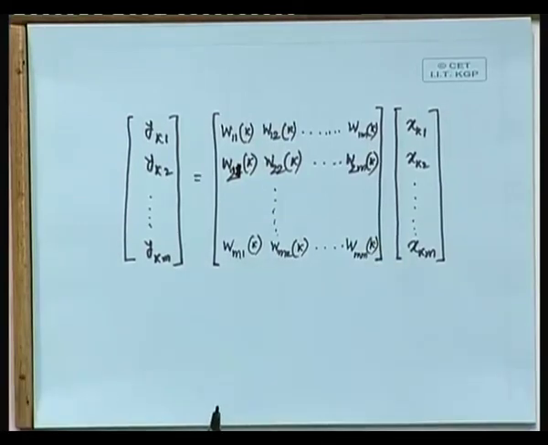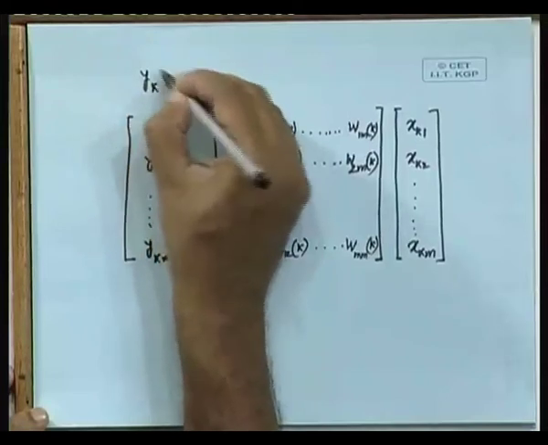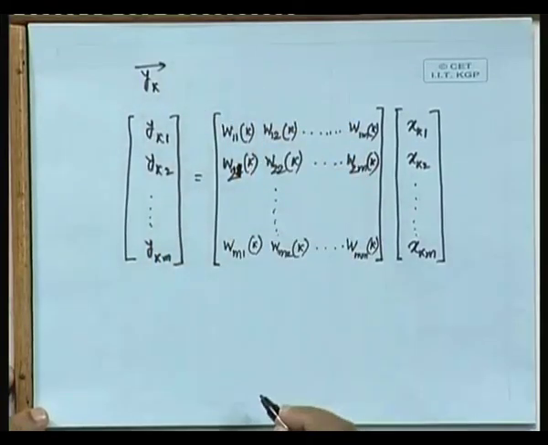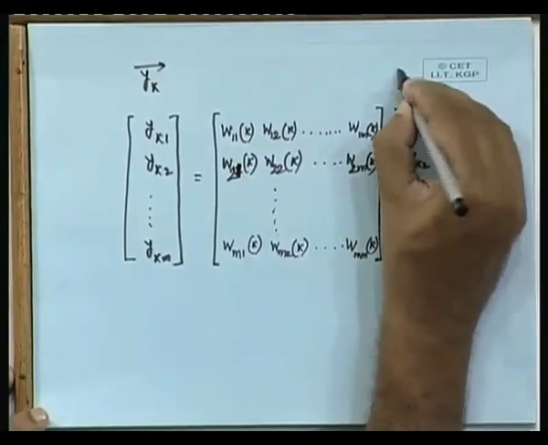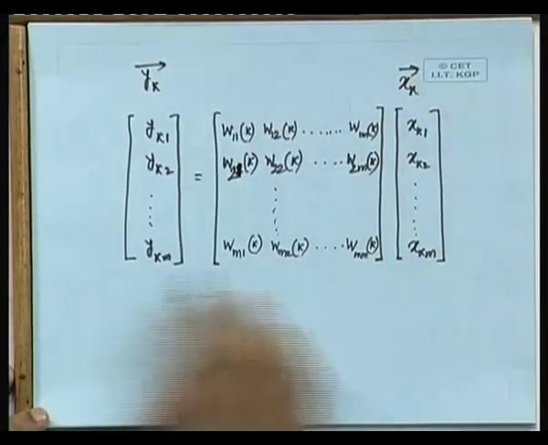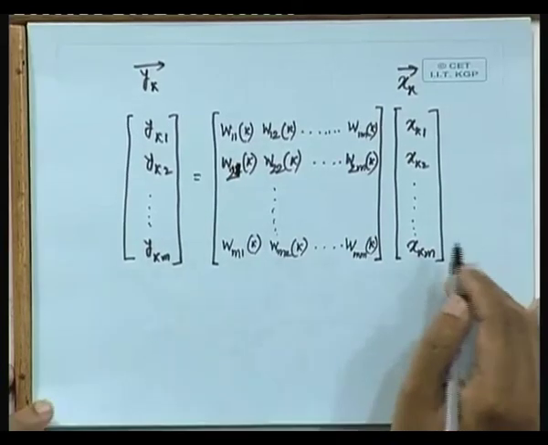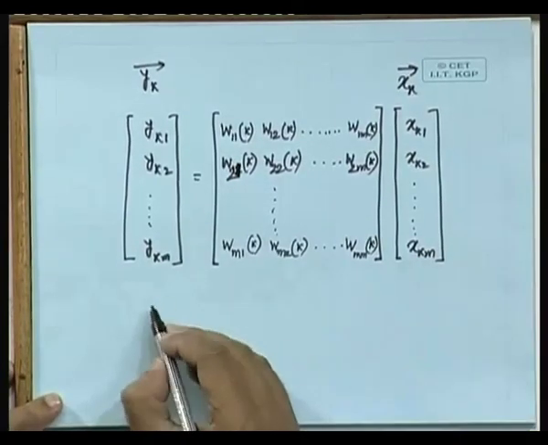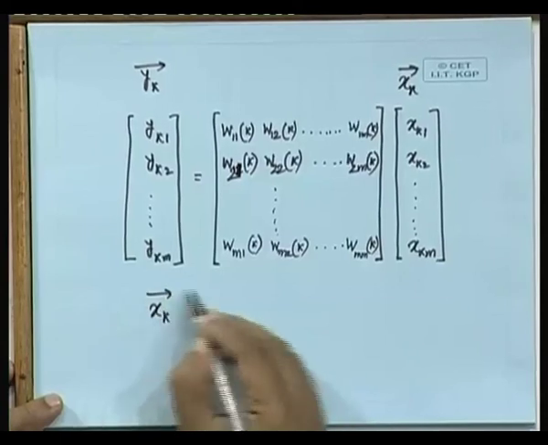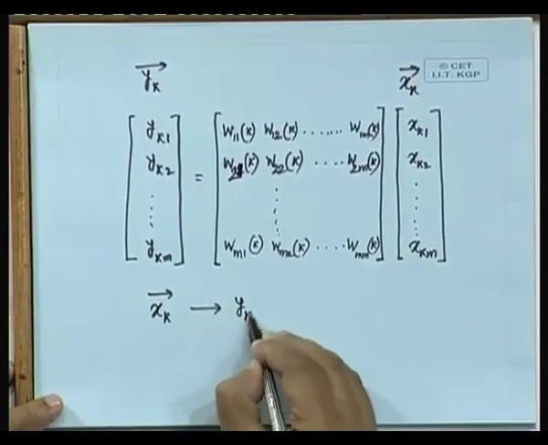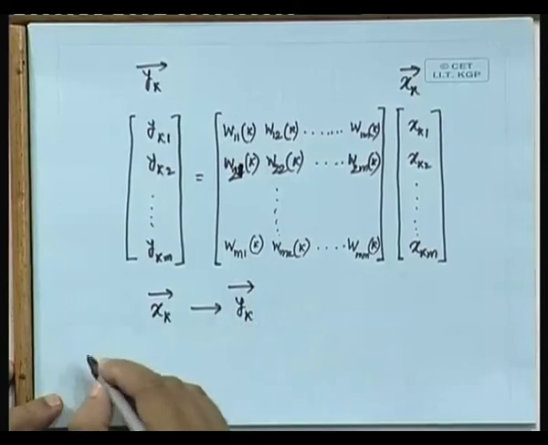So this is the full matrix representation which gives us effectively the relationship between the yk vector and the xk vector. This relationship gives us the representation, or rather the association, between the pattern xk and yk.